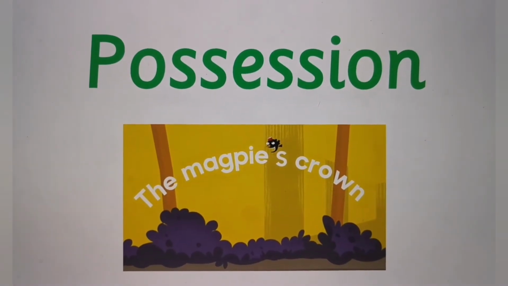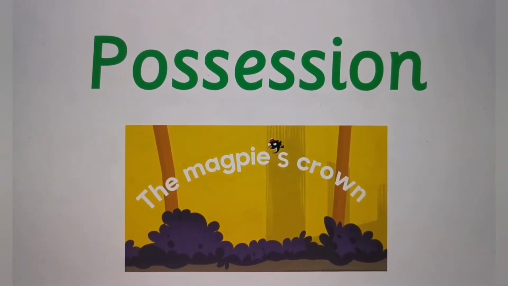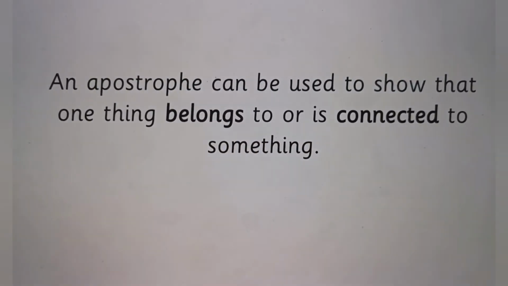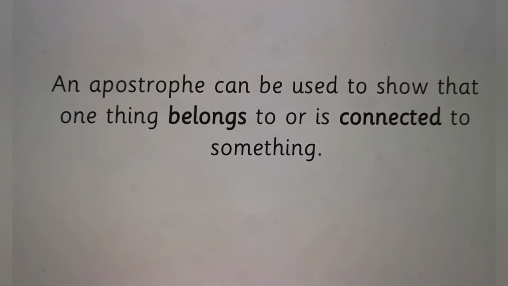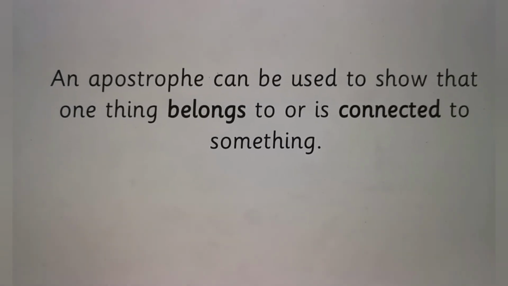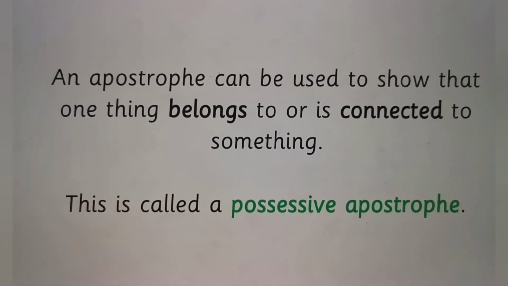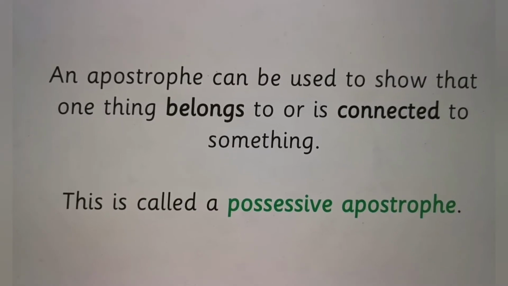Now let's look at when we use apostrophes for possession. An apostrophe can be used to show that one thing belongs or is connected to something else. This is called a possessive apostrophe.